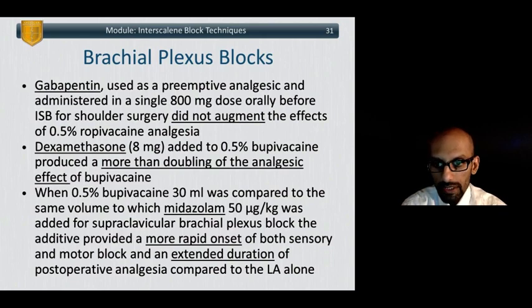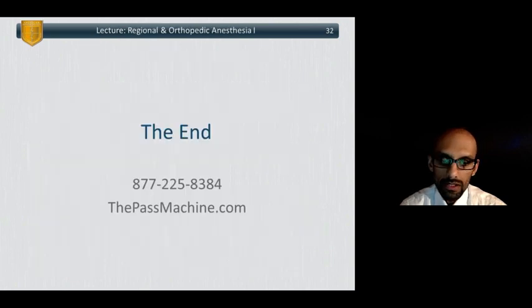Okay. Interestingly, they've added things like midazolam for upper extremity nerve block, and it provided a more rapid onset of sensory motor block and extended the duration. So that covers the interscalene block. In the subsequent sections, we're going to move on to other upper extremity blocks and then lower extremity blocks as well.